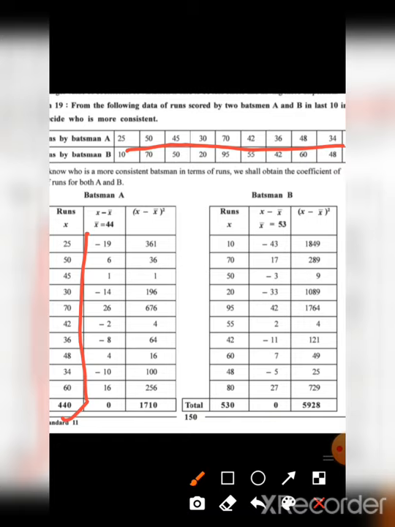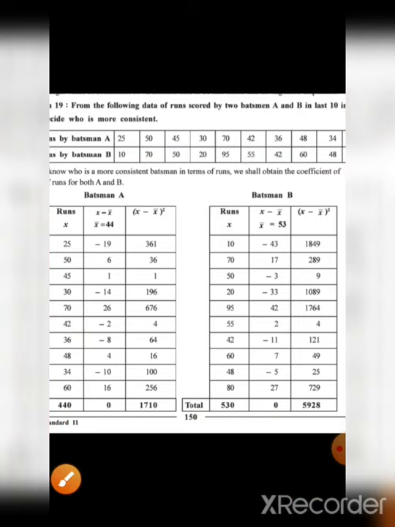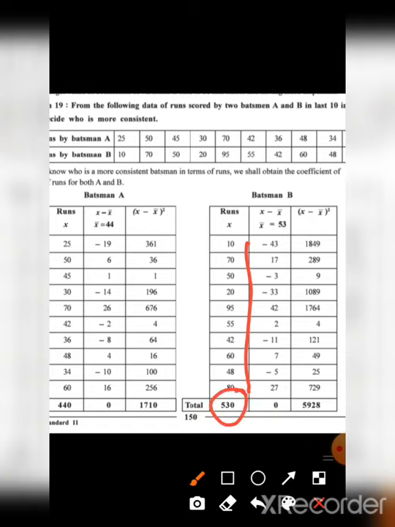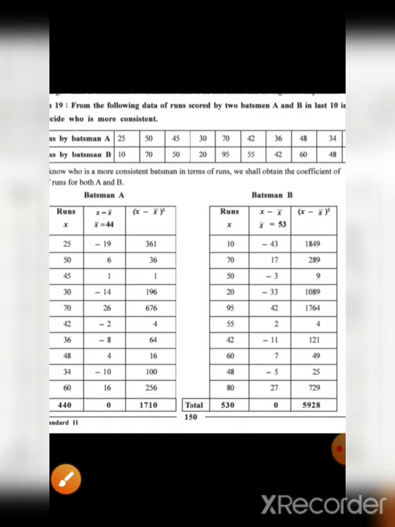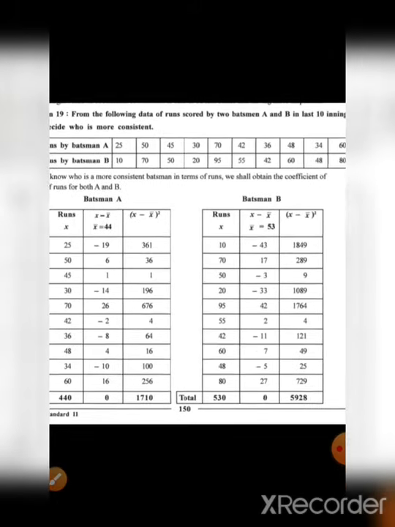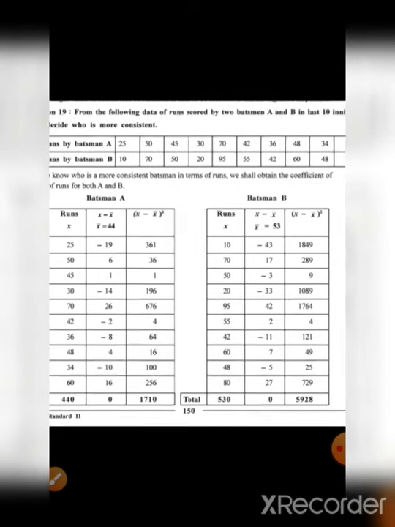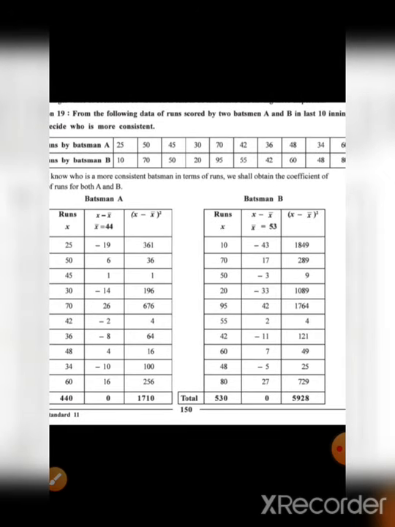Batsman B had scored in the last 10 innings: 10, 70, 50, 20, 95, 55, 42, 60, 48 and 80, and as you do the total of it, the total runs scored in those innings is 530. For the standard deviation we know we need xi minus x bar, and then for the standard deviation it is xi minus x bar whole square.